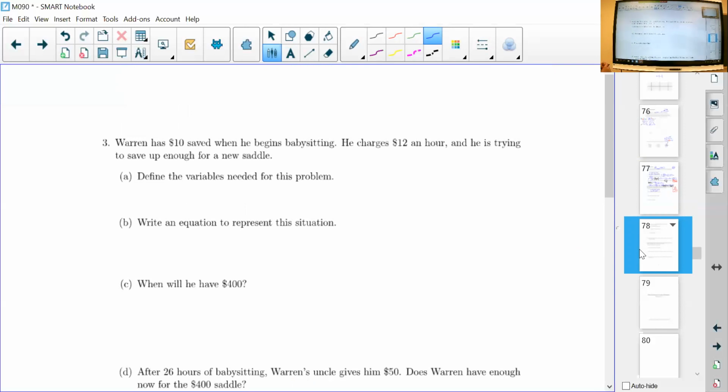Warren has $10 saved when he starts babysitting. He charges $12 an hour. We need to figure out our variables. What do we care about? We need to write the equation. We need to figure out when he has $400. And we need to figure out this question where we say, okay, if he's babysat for 26 hours and his uncle gives him $50, does he have enough? So we'll have to figure out how to adapt the equation that we have here to take into account this extra $50.